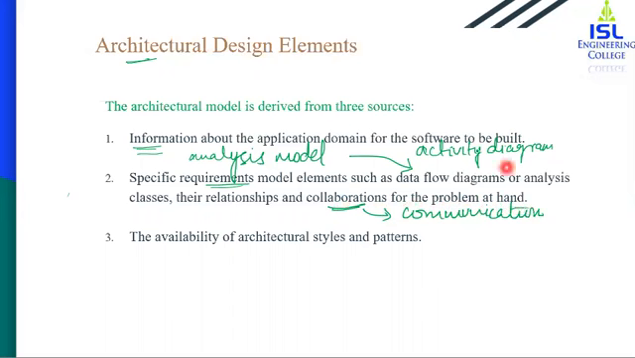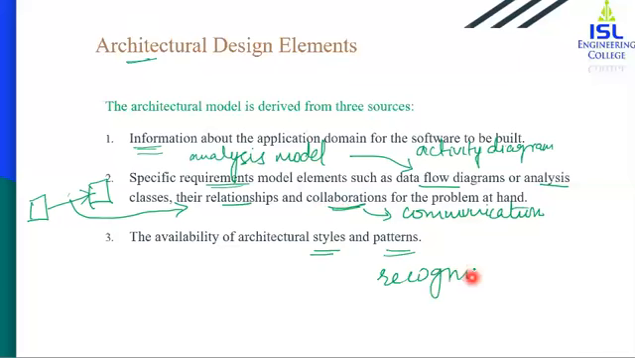That is when you have all these things, when you know what the different data flow diagrams are, what the analysis classes are, how they are connected, those are the relationships. You've got two different classes, how are these two classes connected? This thing is called your relationship. And how these classes are going to communicate, if you know this, it becomes easy for you to create the architecture design element. Then the next one is the availability of architectural styles and patterns. Whenever you're making the architectural design elements, you need to follow some specific, recognized styles and patterns. So those styles and patterns need to be available. So this is the architectural design element.